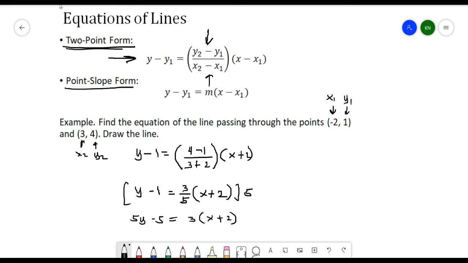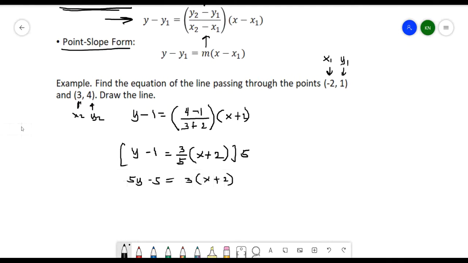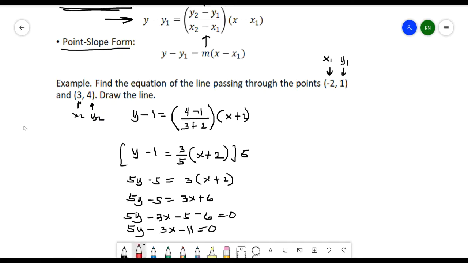Now, in order for us to find the equation of the line, we'll just distribute our 3, so we have 5y minus 5 is equivalent to 3x plus 6. Now, combining this and equating it to 0, we have 5y minus 3x minus 5 minus 6 is equivalent to 0. So we have 5y minus 3x minus 11 is equivalent to 0. So this is now the equation of our line.